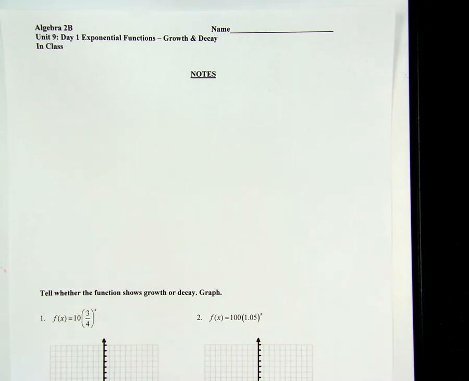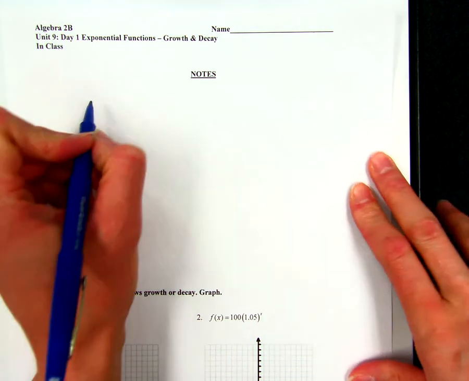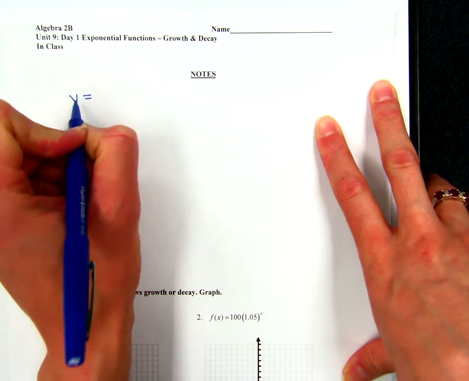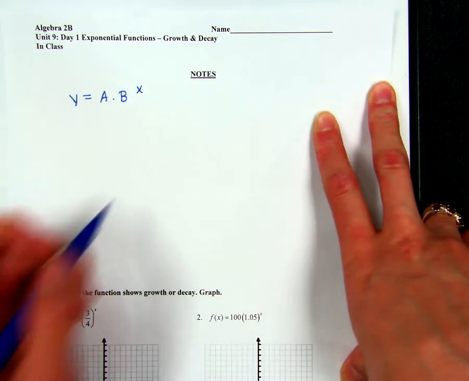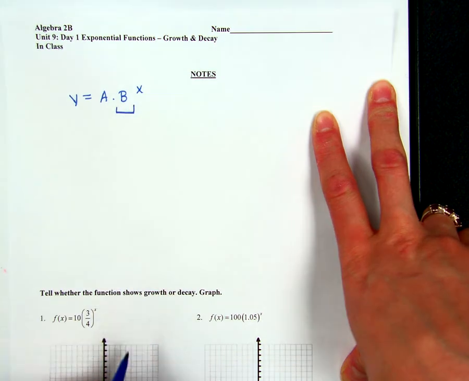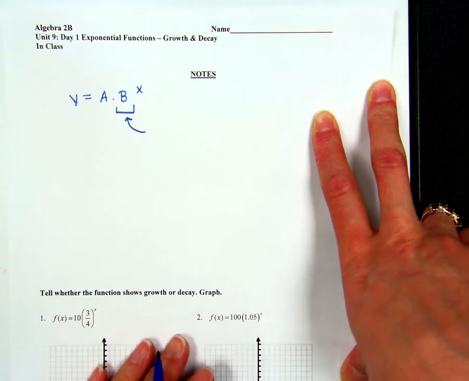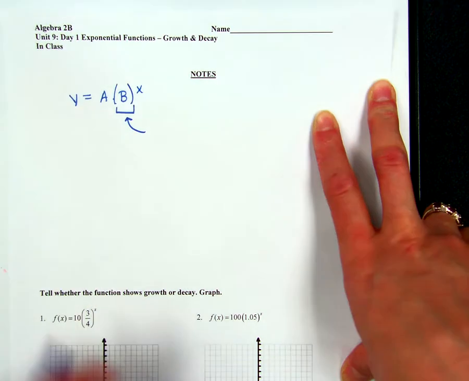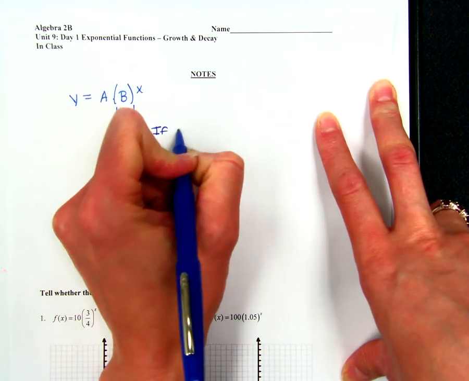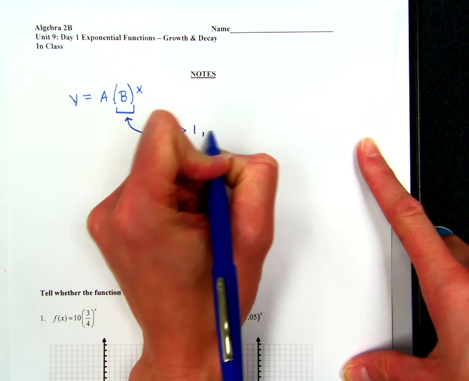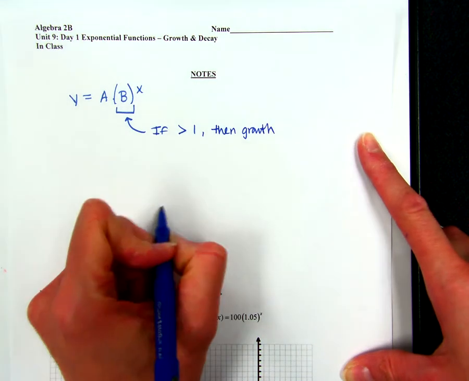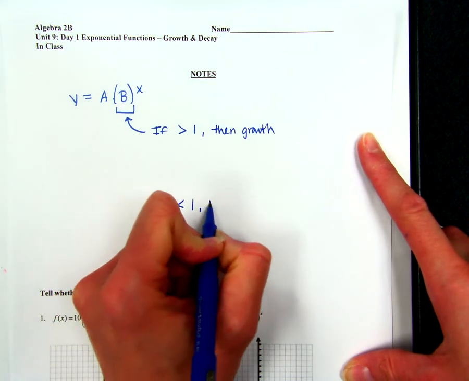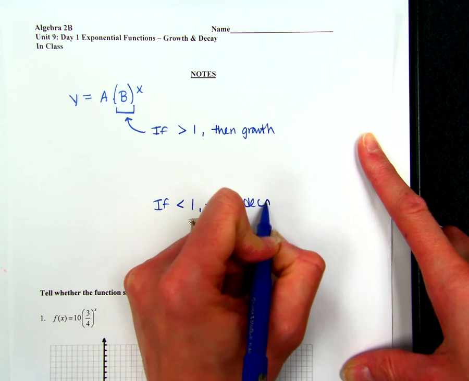Okay, so today we're going to talk about exponential growth and decay. There's a generic equation for either function, and it's y equals a times b to the x. To decide if something is growth or decay, we're going to look at this value, typically in parentheses. If it's greater than 1, then this tells me it's growth. If it is less than 1, then that tells me that it's decay.